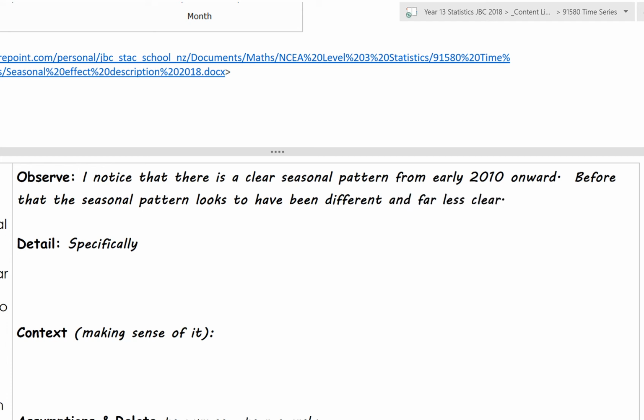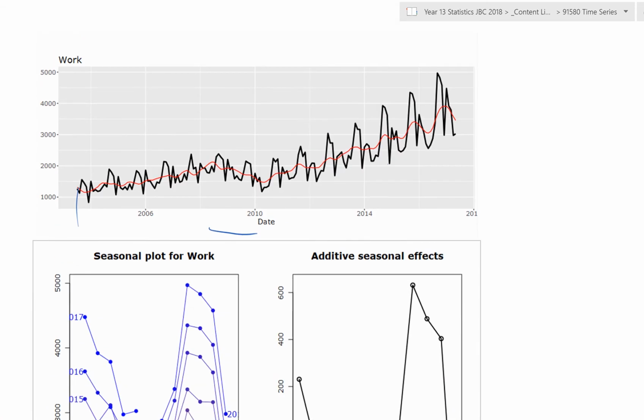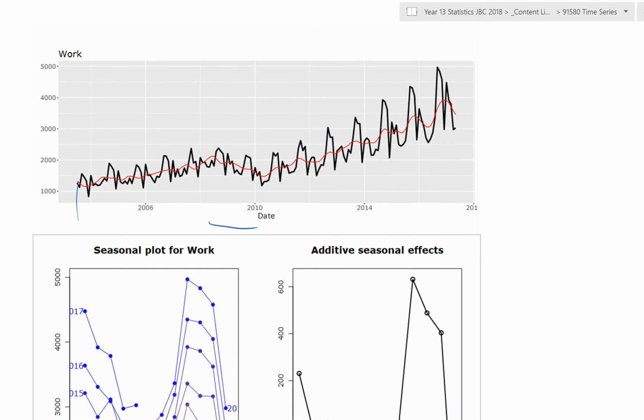Now, we could focus on that later, but we're not as interested in what happened before 2010, because the main purpose of this report is about predicting the future. And what's most likely to predict the future well? The data from before 2010 or the more recent data? Well, it's going to be the more recent pattern, isn't it? So we're going to focus on that because that relates more closely to the purpose of our report. So let's look at it.